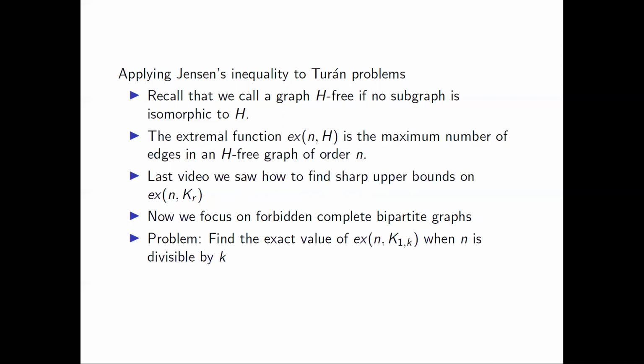Before we get to more general complete bipartite graphs, here's a problem for you to think about. When n is divisible by k, can you find the exact value of the Turan extremal function of n comma K_{1,k}, where again K_{1,k} is the complete bipartite graph with parts of size 1 and k? We also call that a star.